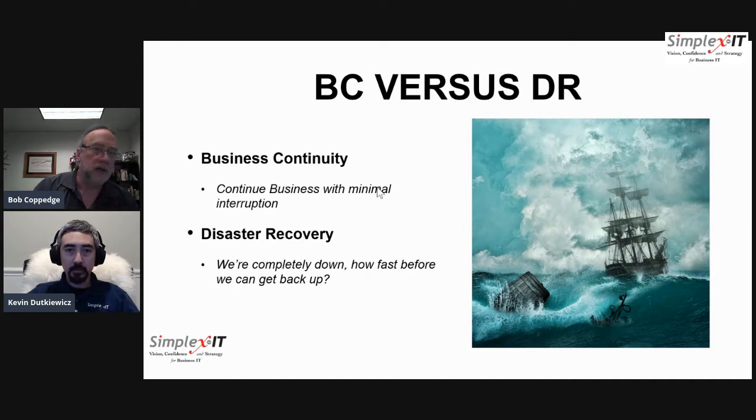Business continuity is a different beast. The key word is continuity. What can we do to make sure that we're able to continue on some level, even if it's limping, even if it's dragging our carcass, while we're fixing whatever the problem is? At this point, for the most part, most organizations should have business continuity solutions because they do not cost that much more, if at all, versus a disaster recovery solution.